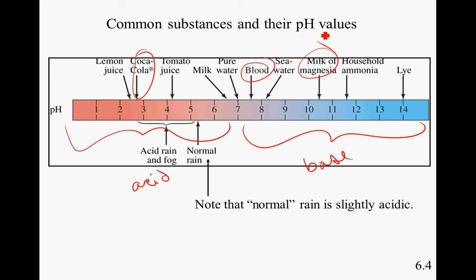Rain is naturally 5.2. Notice that there's a huge range of acid rain between 2.8 and 5.2 depending on the location. And seawater is usually pretty basic at 8.2. But notice that normal rain is actually normally acidic. That's natural.